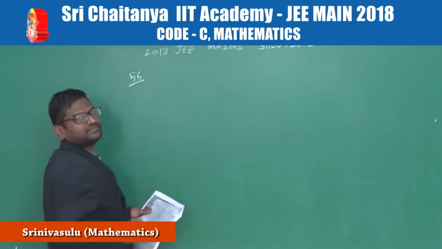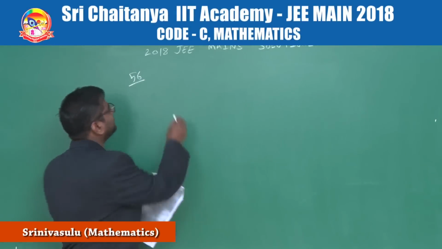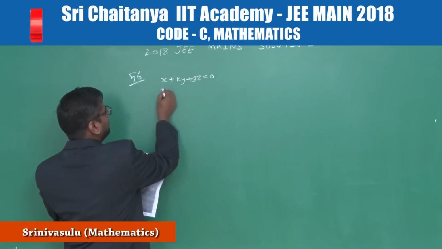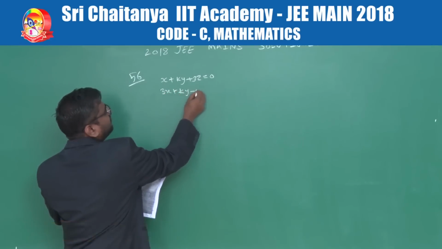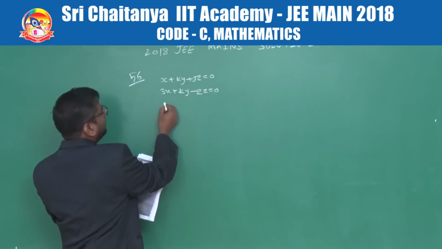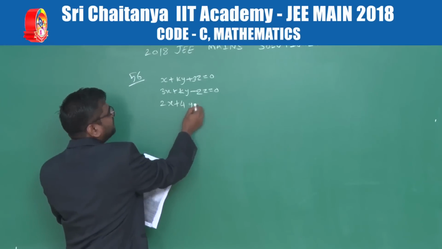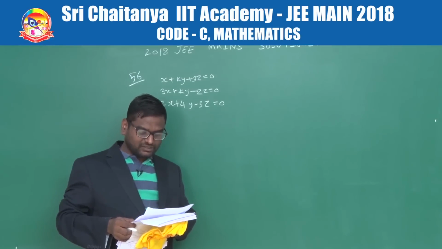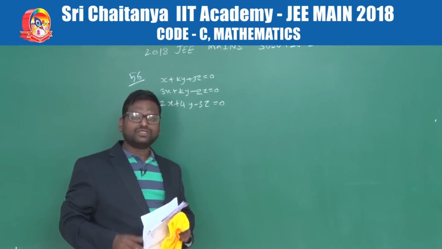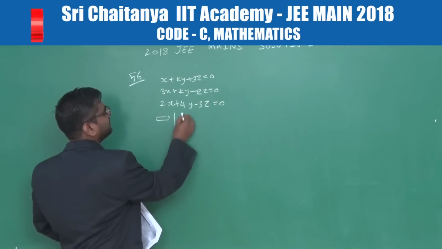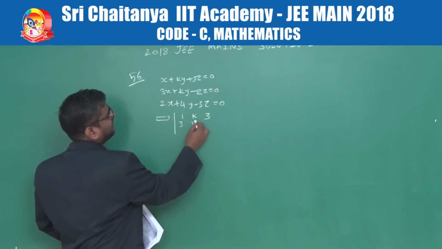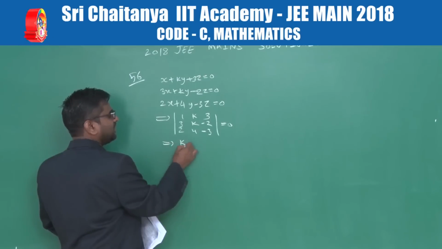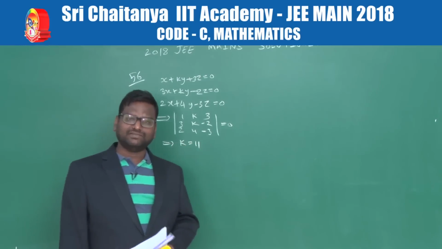Question 56. What they have given is a linear system of equations: x + ky + 3z = 0, 3x + ky - 2z = 0, 2x + 4y - 3z = 0. They are saying the system has a non-zero solution (x, y, z). So immediately we know the determinant should be equal to 0. So |1 k 3; 3 k -2; 2 4 -3| = 0. Solving, we get k equal to 11.